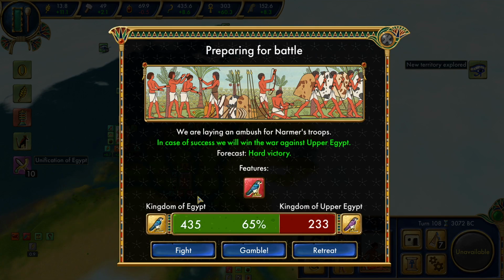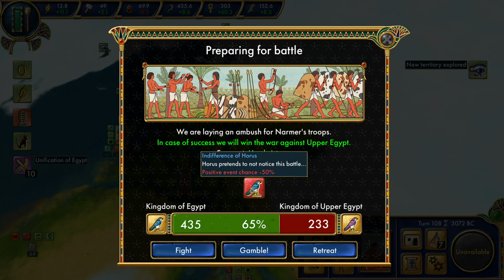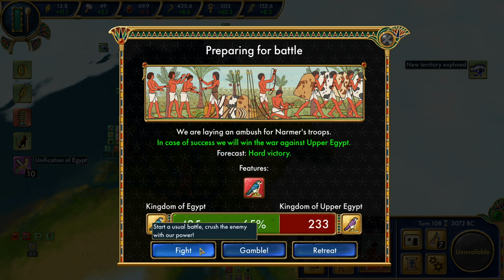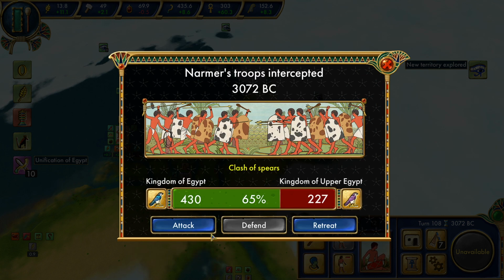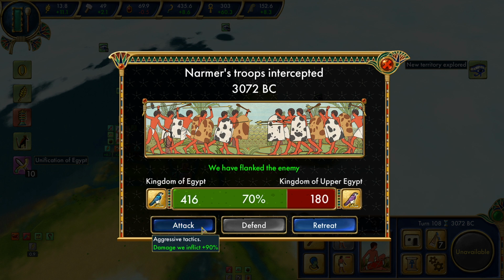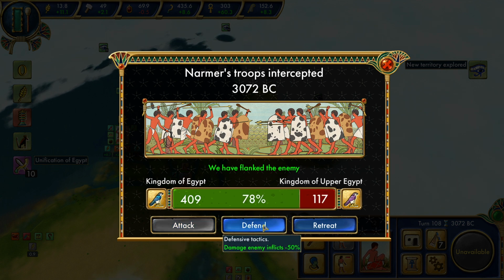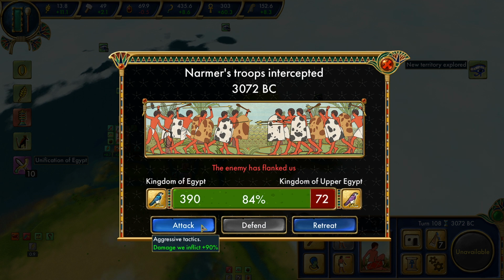Alright, so let's get this attack underway. They're forecasting a hard victory, even though they outnumber almost 2-1. Horus has decided to be indifferent. I'm hoping this works better than what they think, because I don't want to take a lot of casualties here. Well, we got a pretty quick flanking. I like the way it's going so far. Oh, no, no, no, no.